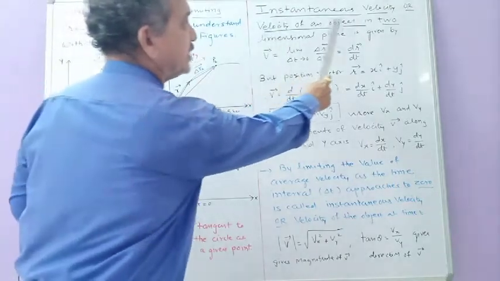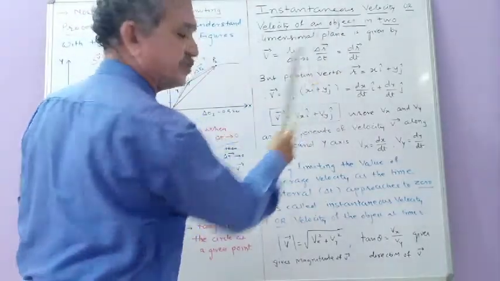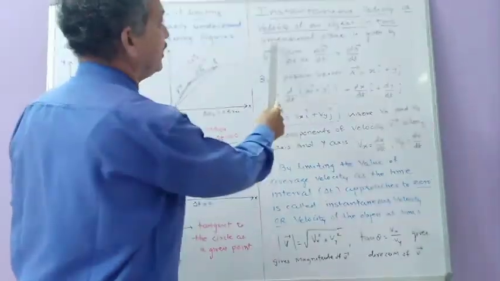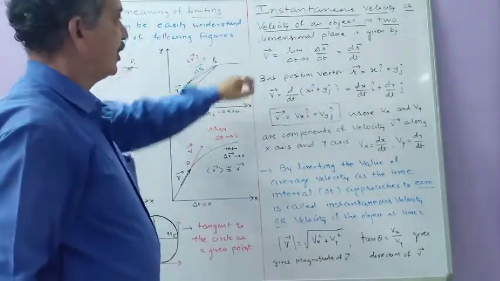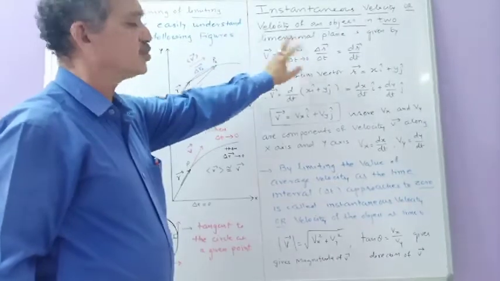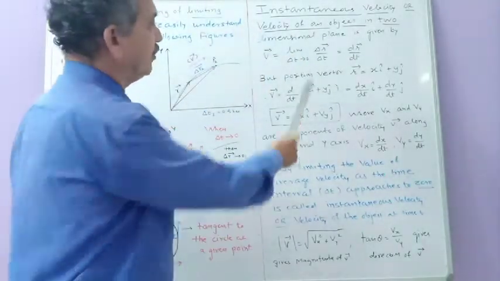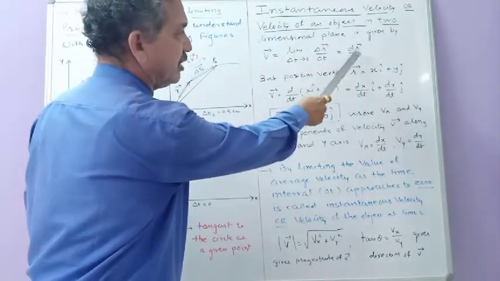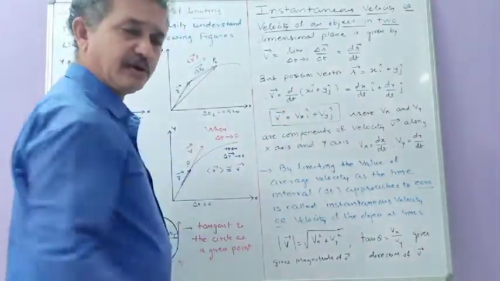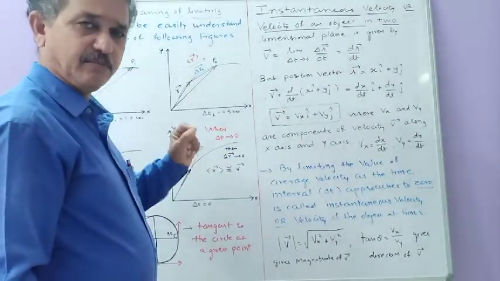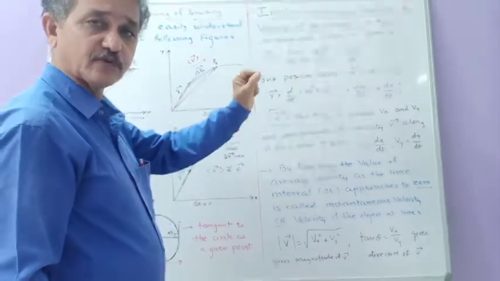The instantaneous velocity, or velocity of an object in a two-dimensional plane, is given by vector v equal to limit delta t tends to 0 of vector delta r upon delta t, equal to dr by dt. And as you know, this dr by dt can be read as the time rate of change of position vector.